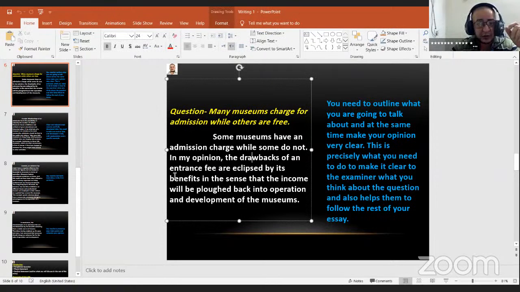Drawbacks, entrance, eclipsed. Here, this word, eclipsed, plot back. Those are high band word score. Sometimes you answer perfectly, write perfectly, but you use simple words. Those simple words do not give you high band score. You might expect that you are going to take 7.5 or 8 or even 8.5 in the writing, but you suddenly find that you took 5.5 or 6. Why? Because you are using low band word scores.